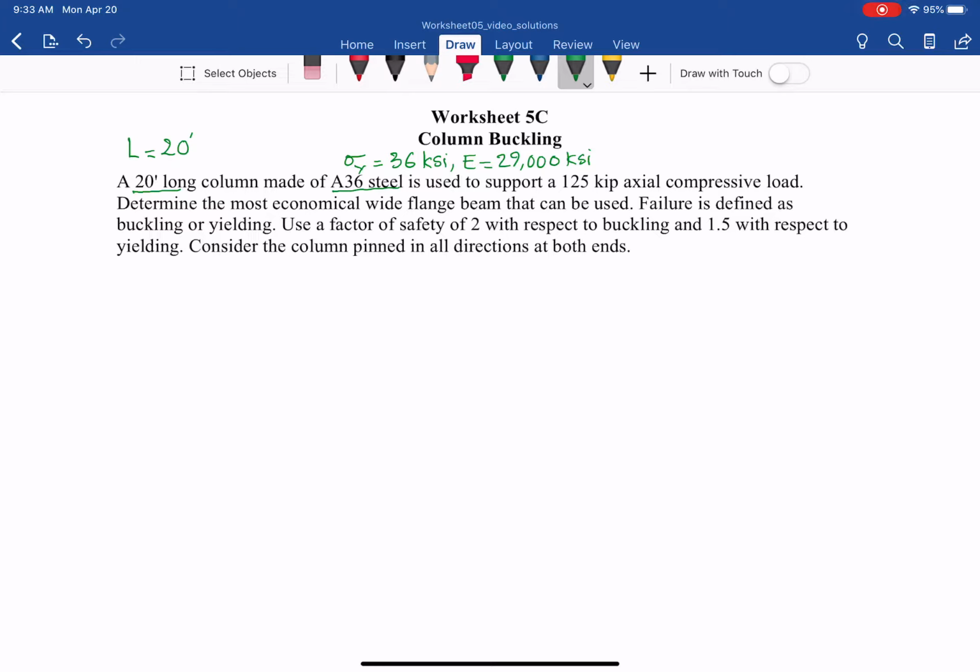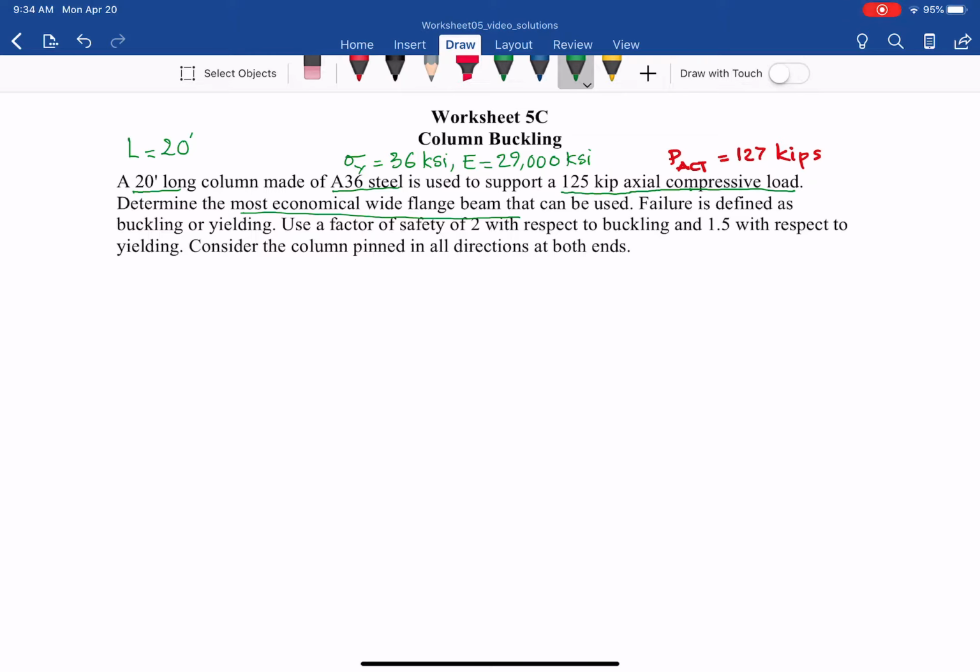And then the support, to support a 125 kips actual compressive load. So that basically the P actual equal to 125 kips. Determine the most economical wide flange beam. So as you can see, the question is to determine the most economical wide flange beam, and for that one basically we determine the size of the structural member. So basically this problem is a design problem.